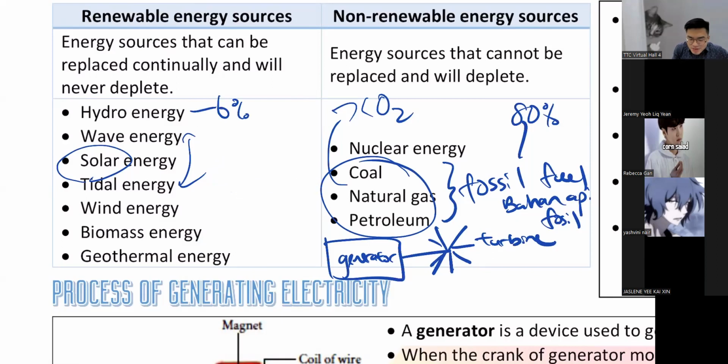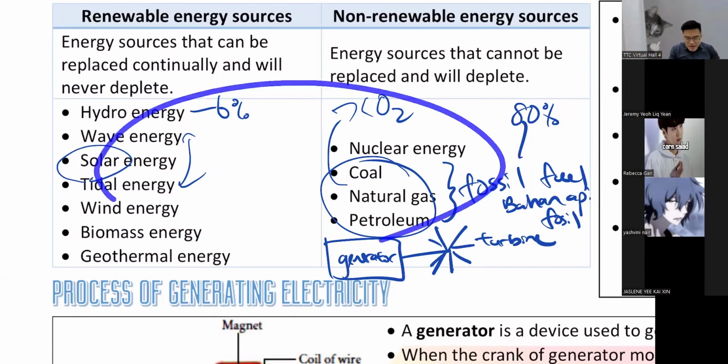80% comes from fossil fuel. So this is why if you switch off your aircon, you switch off your light when you're not using it, you burn less fossil fuel, you are actually saving the world. You are saving Earth. So you know what? I think I'm going to stop here. Next week, I will continue with this lah.